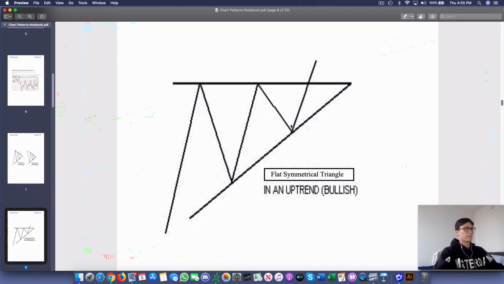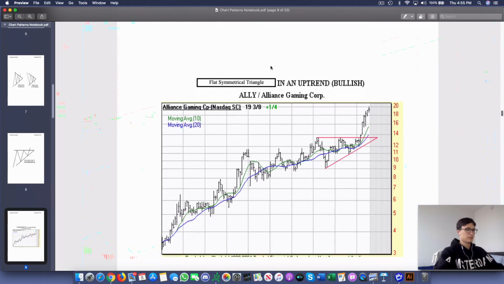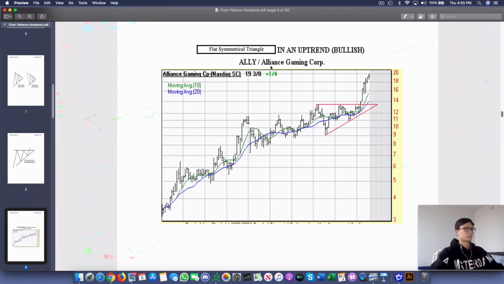And then it breaks above it and then continues to uptrend. And of course, this is a live, real life example of a flat symmetrical triangle in an uptrend. So this is bullish. It bounces at a new high, gets rejected, goes back down to support, goes back up. We see a new higher low from the previous low, and then it breaks above.